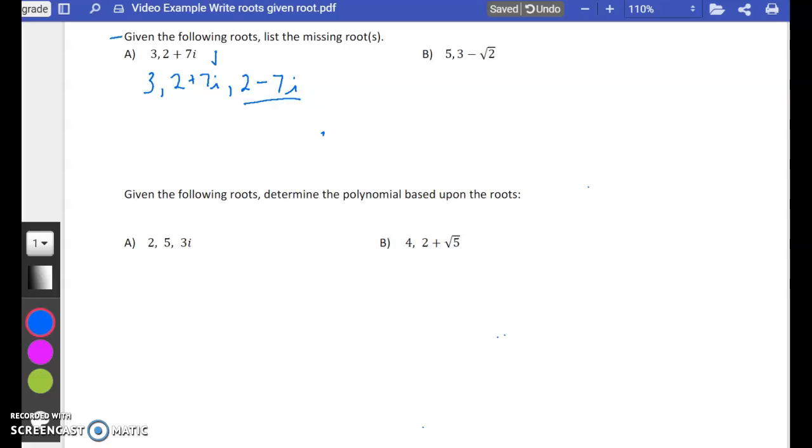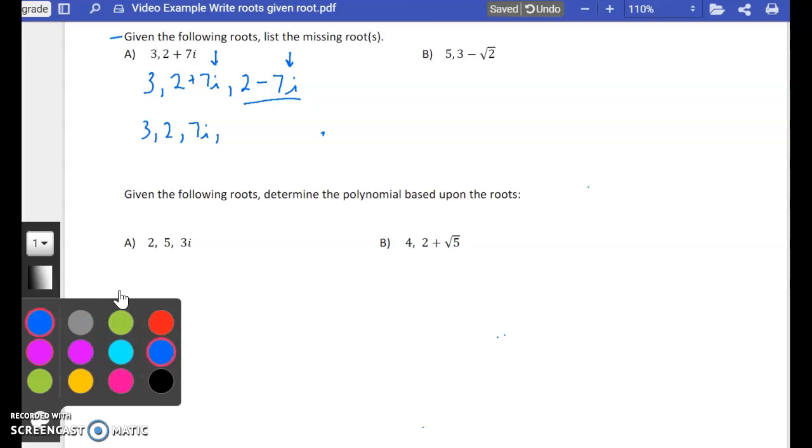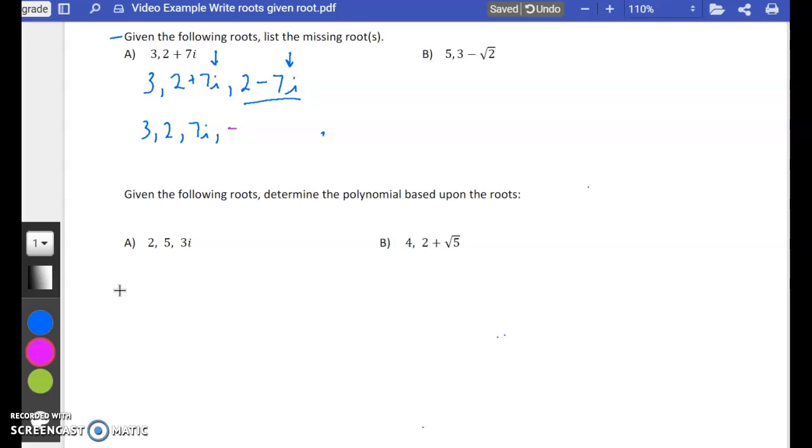Remember, our i's always come in pairs. So it means we have to have a plus and a minus. If this had been just 3 and 2 and 7i, then we would be missing a negative 7i. If we look at B, we have 3 minus the square root of 2. That means we have to also have 3 plus the square root of 2 as our other root.